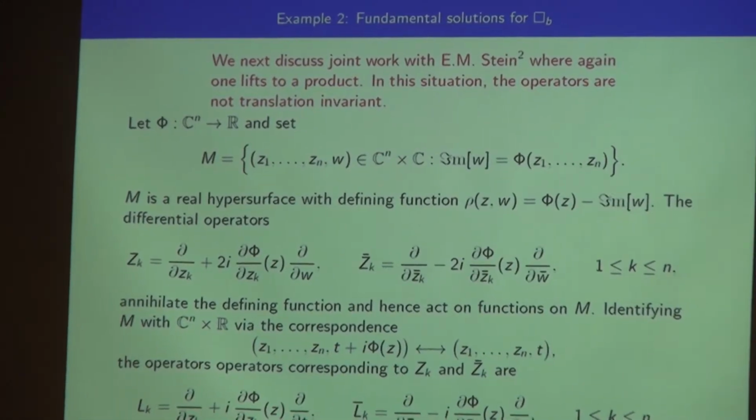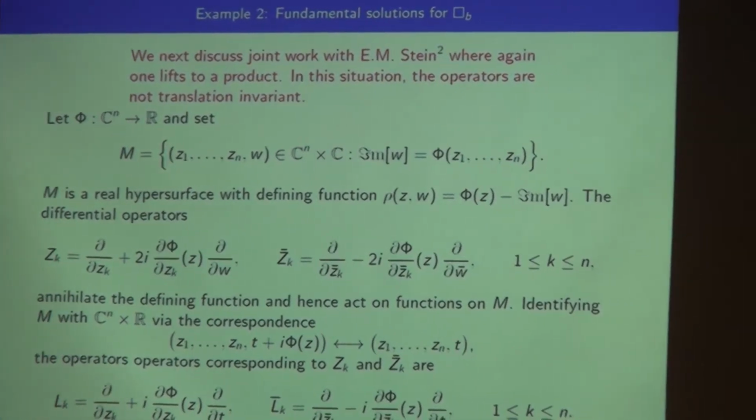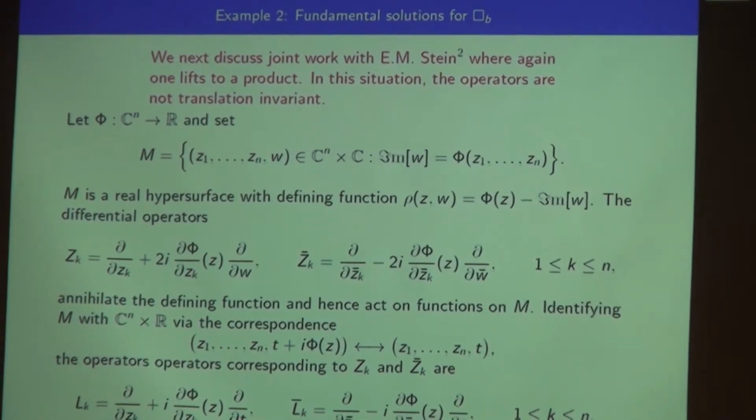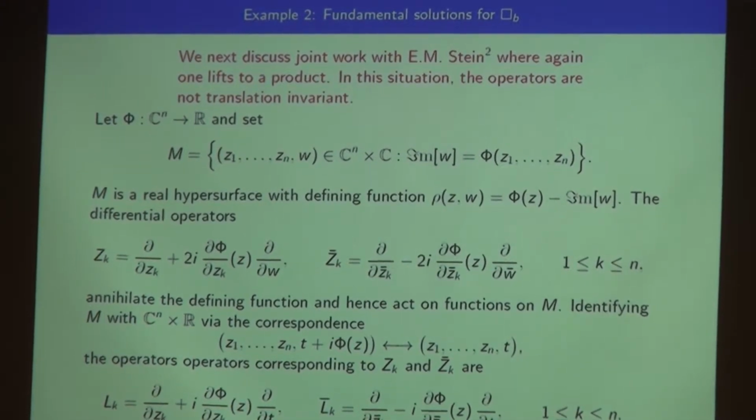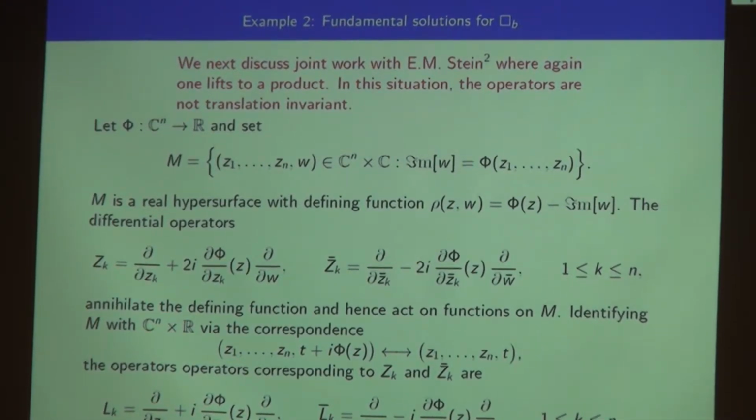Okay, so now I want to talk about a second example where something similar happens. I'd like to talk about some joint work with Stein on fundamental solutions for box B. And again, in this situation, the idea is to lift to a product, hope for a miracle. I love the cartoon, and at this point a miracle occurs, right?